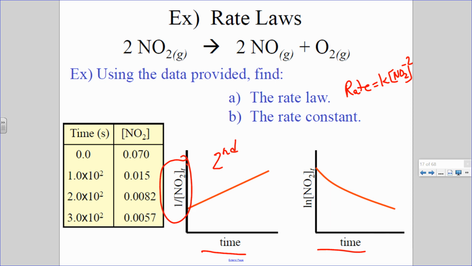So B, the rate constant. We're trying to find K. I don't know what K is. So if we're looking for K, how do we do that? Well, if I had rates, I could go to this table and plug in some experiment and find the rate constant. But I don't have the rates. I have times and I have concentrations.